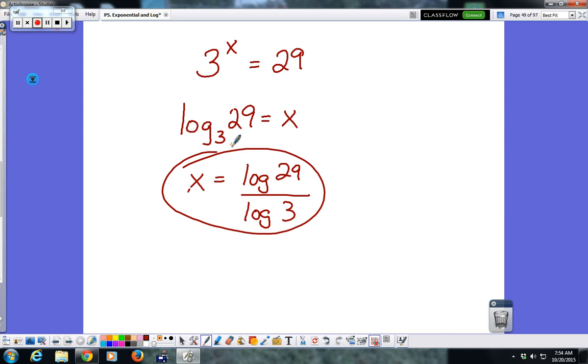But when you do plug it in, I know that 3 to the third power is 27, and 3 to the fourth power is way too big, so I'm going to get about 3 point something. Has anybody got it typed in? So about 3.07. And you can check yourself by typing in 3 to the 3.07 power, and you should get something really close to 29.